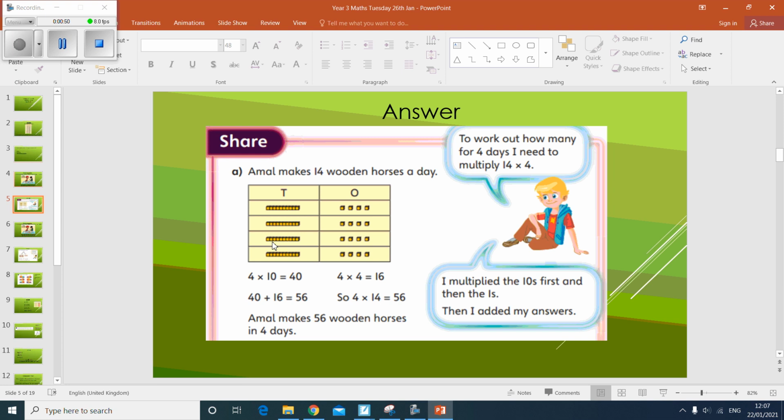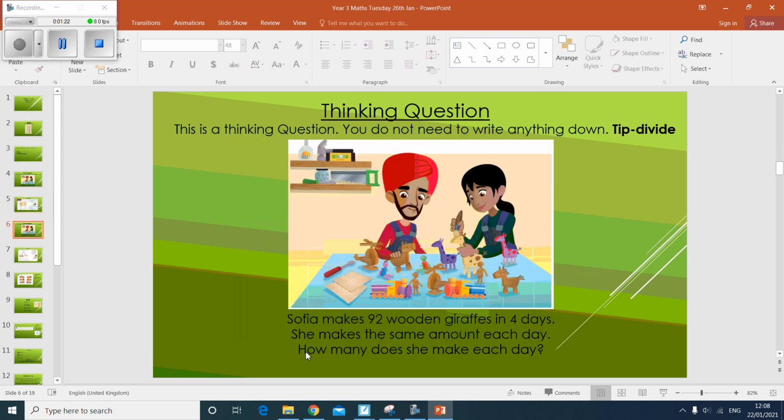So yes, we've got Amal making 14 wooden horses. So we've got 14 times 4. And Amal here has used some images using base 10. He's also broken down the calculations. We know to do the tens first, so 4 times 10 is 40, and then the ones, 4 times 4 is 16, and we're going to add those totals, 40 and 16, together to give us 56. So 14 times 4 is 56. So Amal is making 56 wooden horses in 4 days.